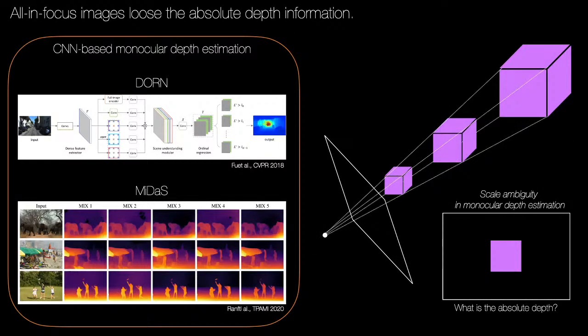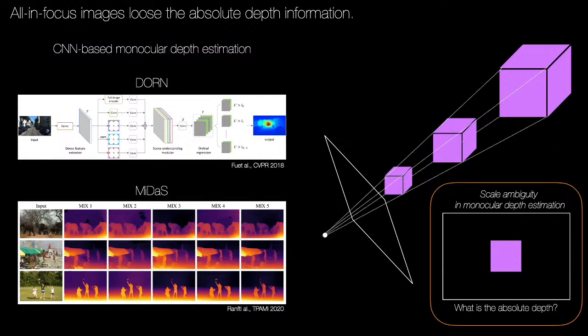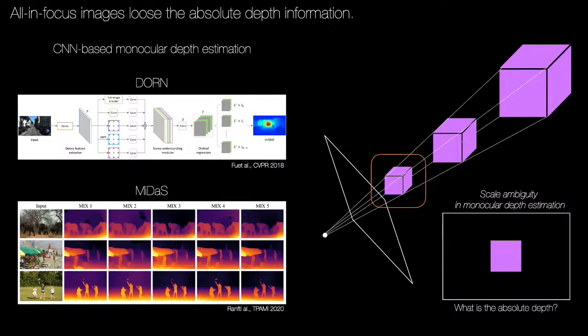Depth estimation from a single image, or monocular depth estimation, became much better with CNNs. But if we don't have any assumption on the scene, monocular depth estimation cannot estimate the absolute depth. If we have just an all-in-focus image, there is no way to disambiguate whether the object is small and close or big and far away. This issue is known as the scale ambiguity problem.